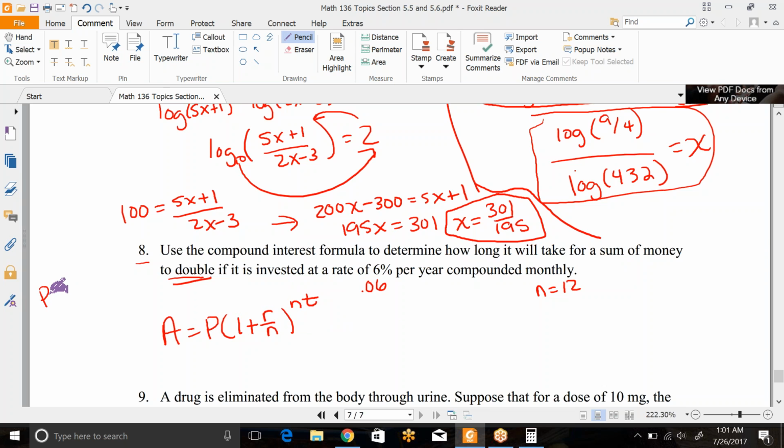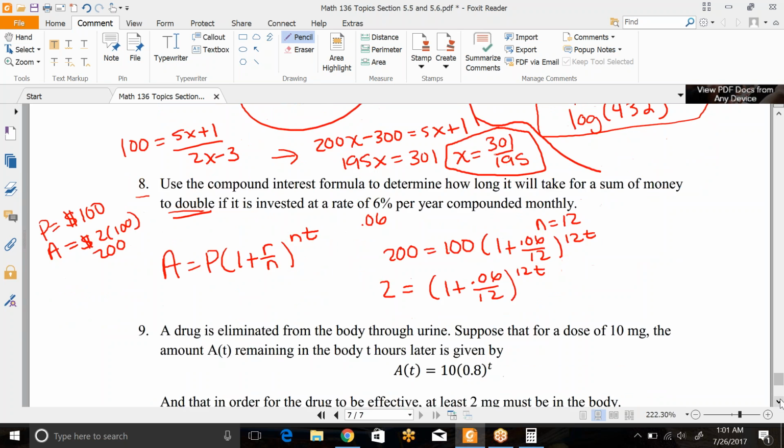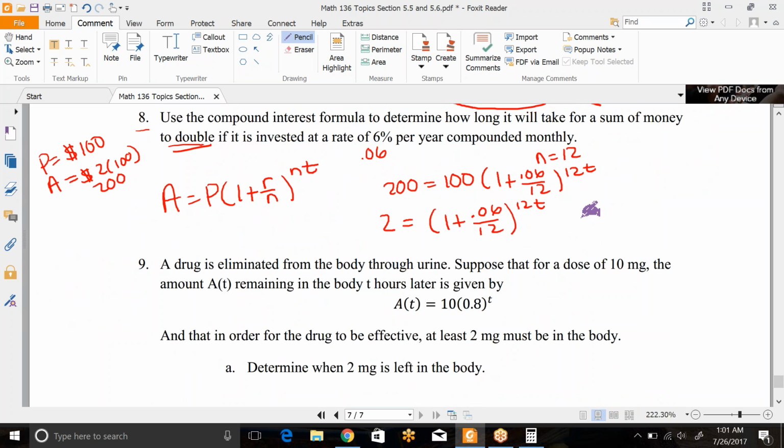So you could just randomly pick an amount for P. It could be 100. Doubling would mean that you now have 2 times 100 or 200. So this would be 200 equals 100, and then 1 plus 0.06 divided by 12 to the 12t. So notice what we're solving for is actually an exponent, so we're going to have to use a log. I would divide the 100 over first, just to isolate this big old base right here. And then if it was me, I would just take a log of both sides. That way we can pull the 12t to the front.